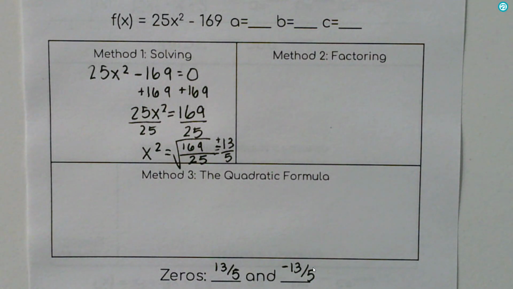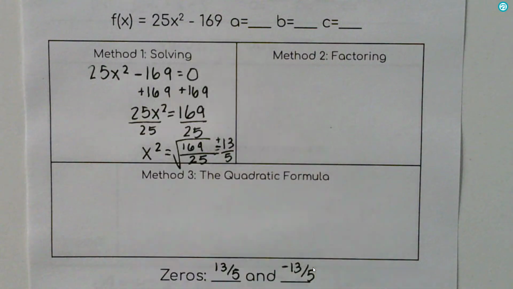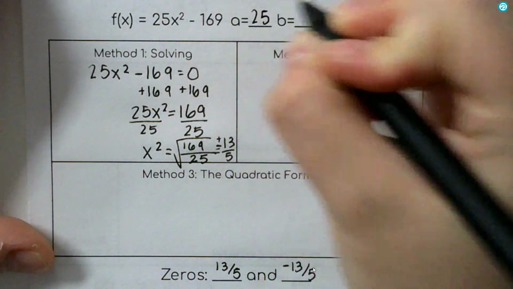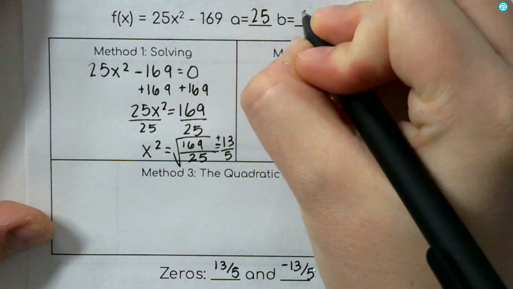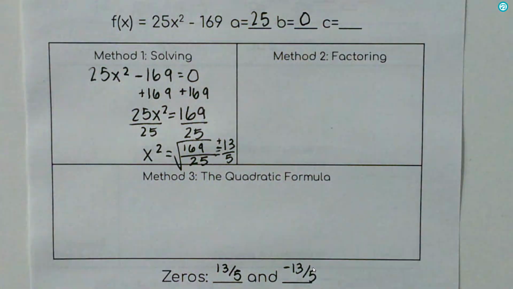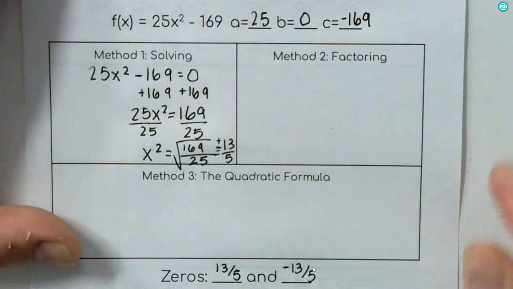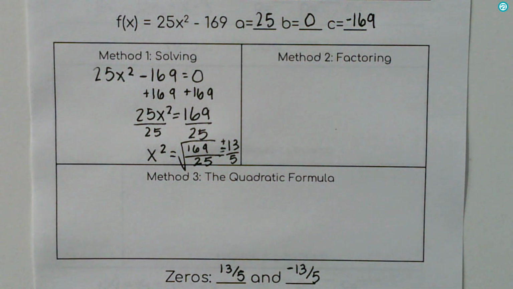All right, I forgot one step. I forgot I had these blanks here. In this problem, what's my a value? 25. What's my b value? 0. So there is no middle term. So our b value on this one is 0. And then our c value is negative 169. So I forgot to fill in those blanks. I just got so excited about solving.